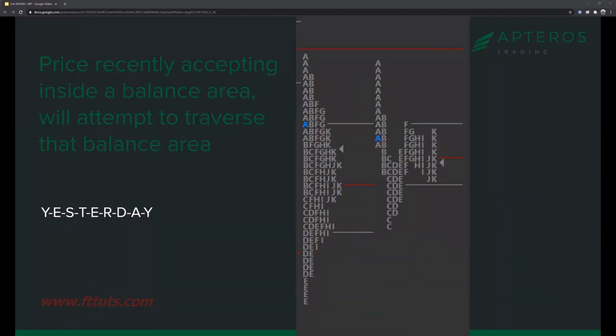Price recently accepting inside a balance area will attempt to traverse that balance area. Putting together a course, am I cherry picking examples from 3 years ago, the one instance where this happened? No, this was yesterday, okay? No problem. A period pushes in, and then we traverse the balance area and value. This is a nice value area for 2 days ago. This was yesterday. Boom, revert across. And that was all she wrote, right? And it's more of the same, rotational, getting into more laws of dynamics here.